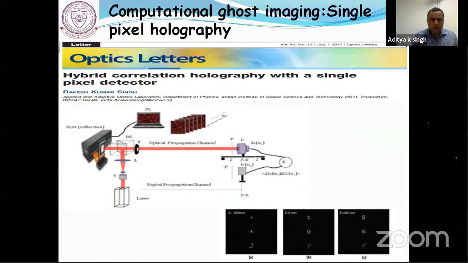With a similar idea, recently, I think in 2017, we tried to implement the ghost imaging kind of concept in holography, and the technique I call hybrid correlation holography with a single pixel detector. I will explain why I call this technique hybrid correlation holography.